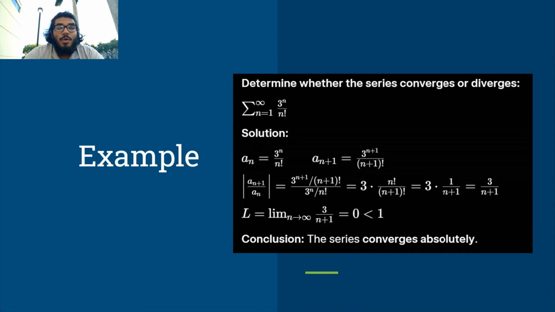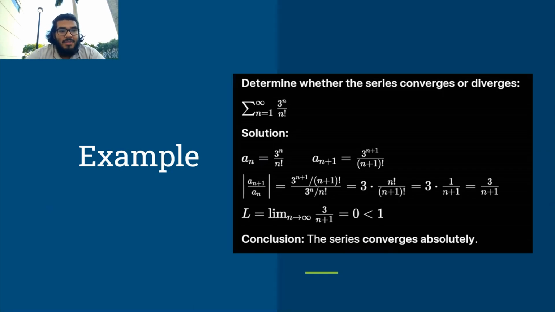But then once we have the general term, we would add 1 to the n in the term, which would be 3 to the n plus 1 over n plus 1 factorial. Now, because n factorial is being multiplied by n, you would put n plus 1 in parentheses because it's being multiplied by the factorial. So once you have a of n and a of n plus 1, you put them in the ratio: 3 to the n plus 1 divided by n plus 1 factorial, divided by 3 to the n over n factorial.